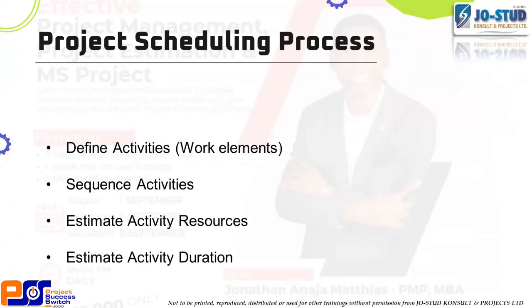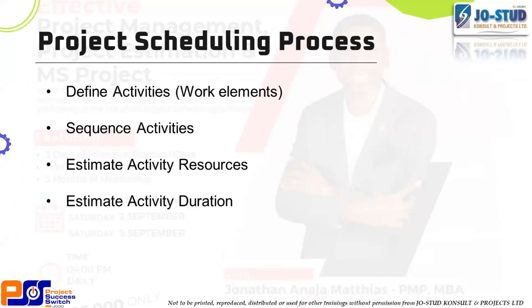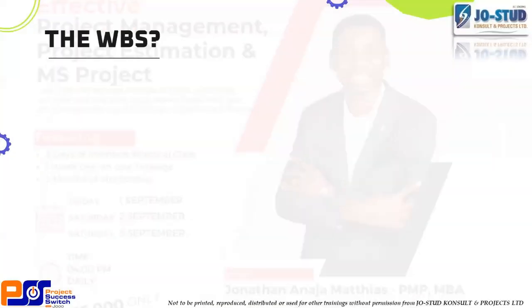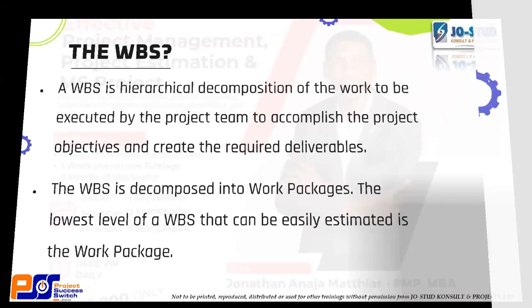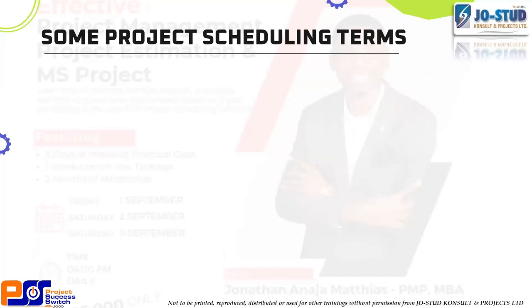Now, the project scheduling process. Mr. Wesley's activity, what we've just done, defined his activities, his work elements. What we have started doing with this project is sequencing the activities. After sequencing, we will move it to MS Project. We will estimate activity resources and estimate activity duration. So these are the processes for scheduling. Then WBS, I will skip this. I wanted to revise this.